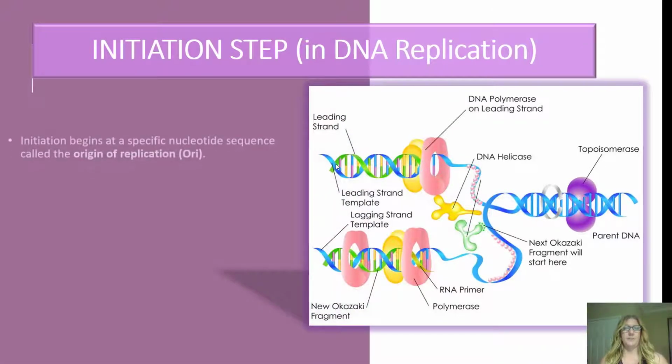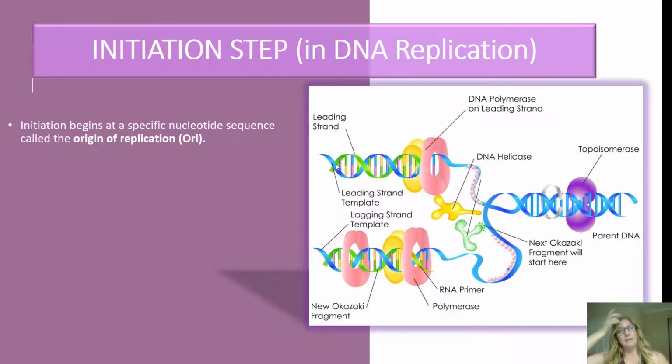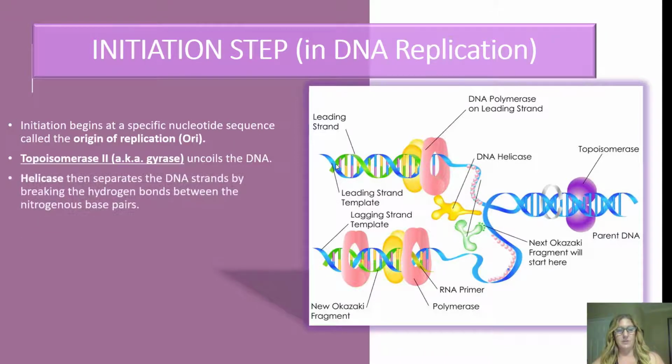Okay, so first let's talk about DNA replication and the initiation step. So how does this all begin? Initiation in bacteria cells is going to begin at the origin of replication. The origin of replication is a very specific nucleotide sequence. There is an enzyme called topoisomerase 2, sometimes called gyrase, and what that does is it's going to uncoil the DNA so that the other factors can have access to it to do their job.